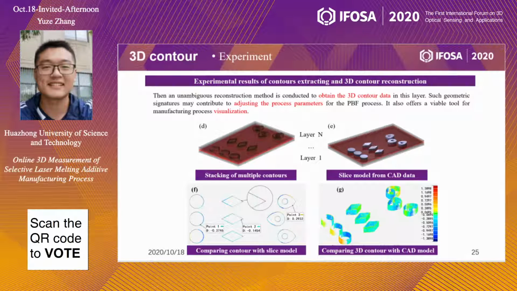Based on the collected data above, the contour accuracy can be calculated as shown in figure F, and it's an important geometric signature for the PBF process. By stacking all the contour data, a digital 3D volume for the contours is created. This offers an opportunity to inspect the outside contours of the solid part in real time. Such geometric signatures may contribute to adjusting the process parameters for the PBF process.